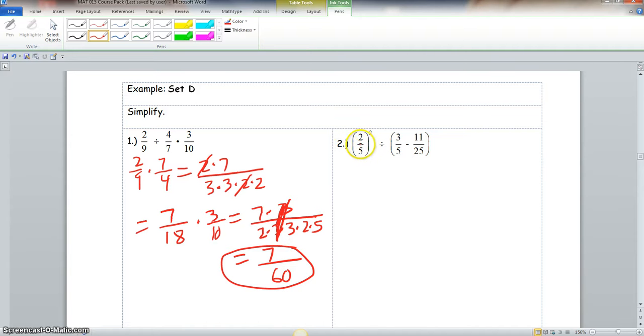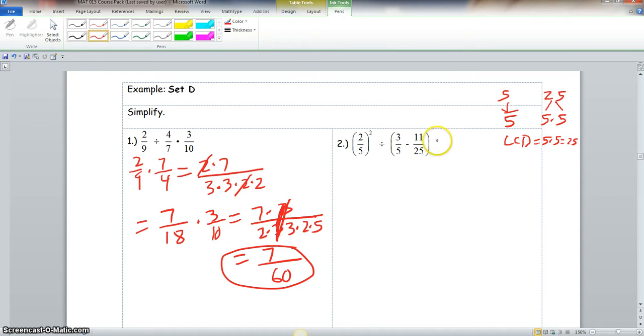Now we come here to number 2. We have 2/5 in parentheses squared, divided by this parenthesis here. Now we know we do what's inside parentheses first. So we would do this parenthesis first here. So we would have 5 and 25. 25 prime factorization is 5 and 5. And 5 prime factorization is 5. Now the LCD would just be 5 and 5, which we know is 25.